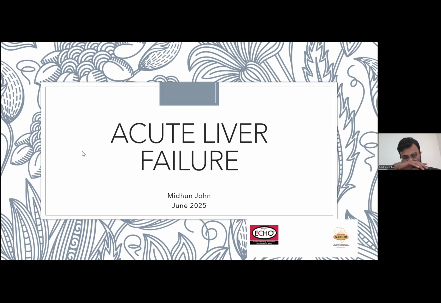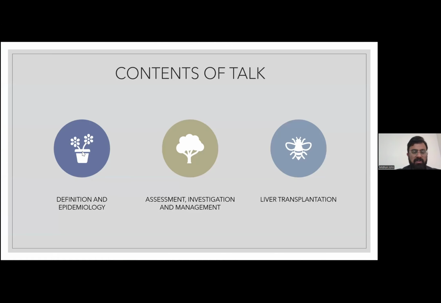And without further ado, I'm going to be talking about our topic, acute liver failure. What I've tried to do is split this down into three main areas. The first one being the definition and etiology, then the assessment, investigation, and management, and lastly, liver transplantation. Most of what I'm going to be talking about comes from our EASL guidelines. However, I've incorporated as much as I could, depending on the particular points and topics that I'll be discussing.